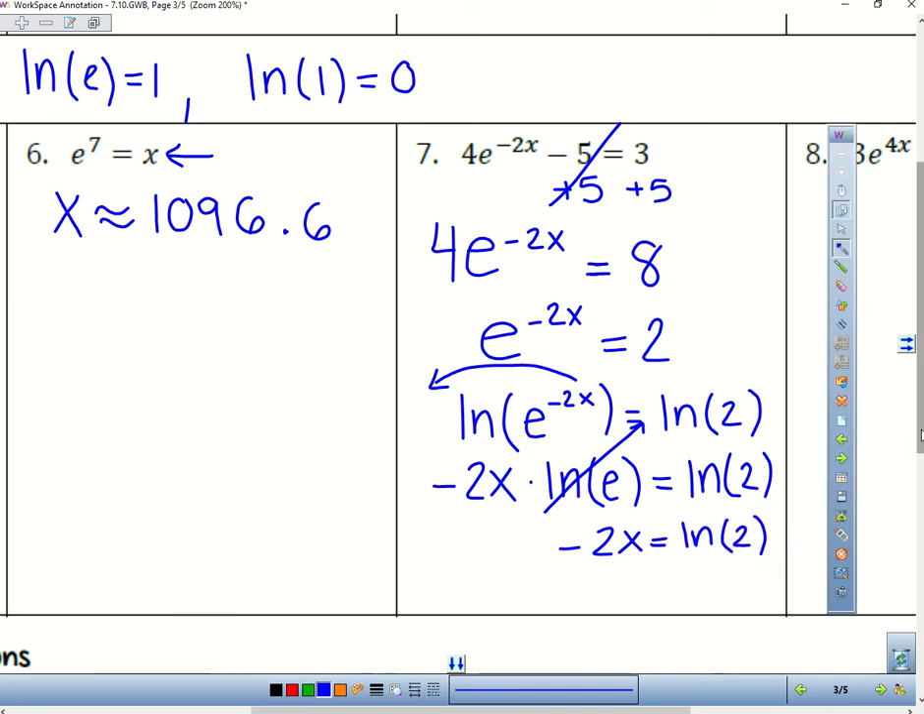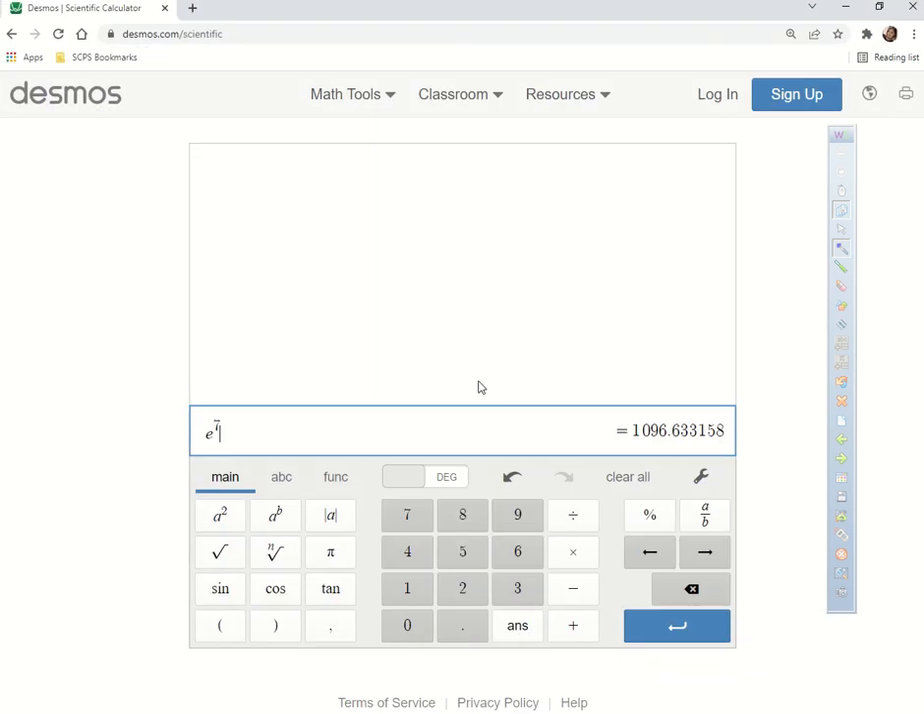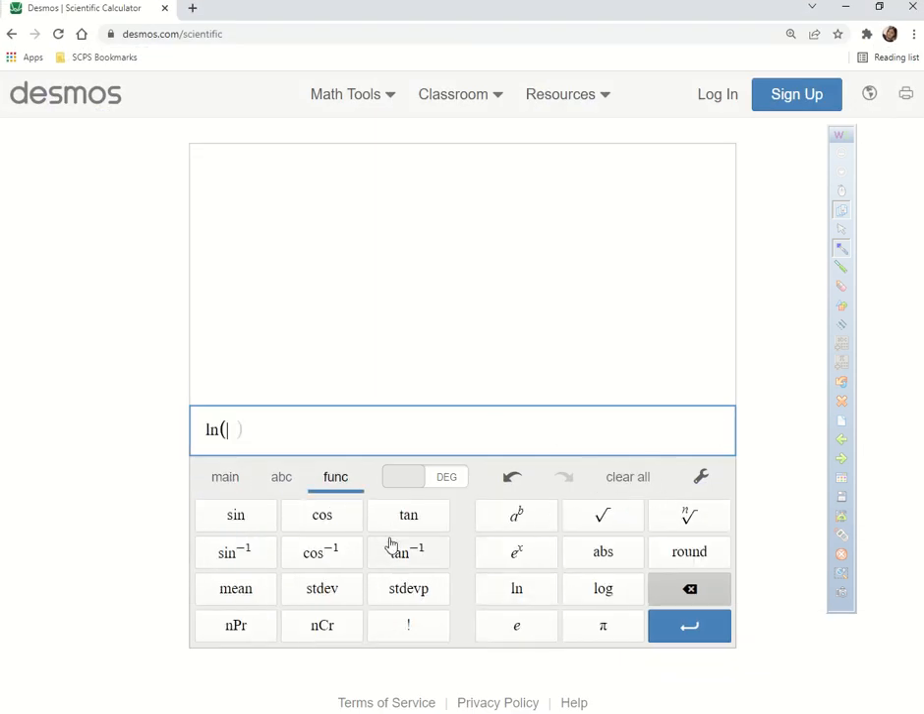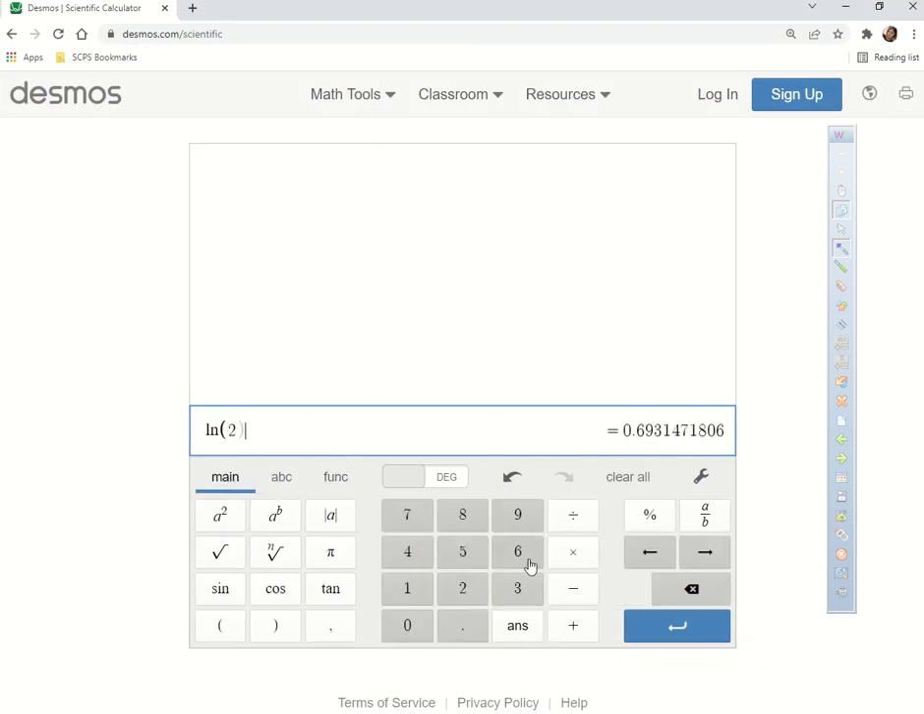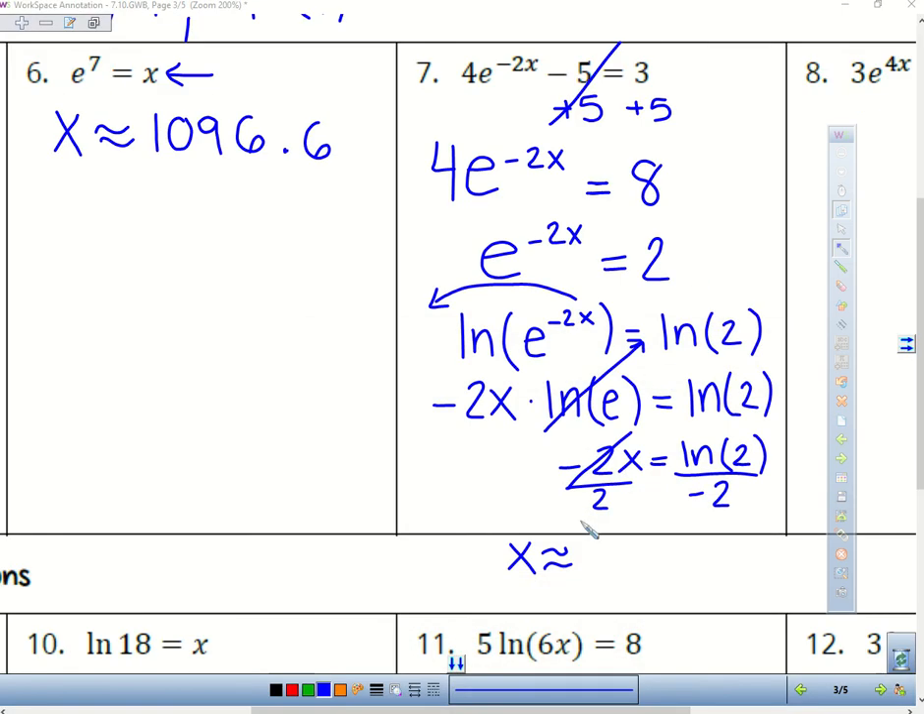And then what's my last step to get the x by itself here? Good. So this just goes away, and I'm left with x is approximately equal to whatever that comes out to be. So I'm going to put this in my calculator, okay? So I go back to my calculator, I clear it out, I go to the ln button, and then I go divided by negative 2. And you should get approximately negative 0.35. And yes, you could check your work on this one too. Just a little more steps to do so.